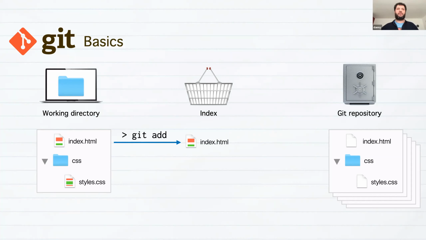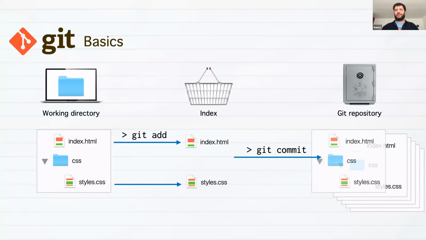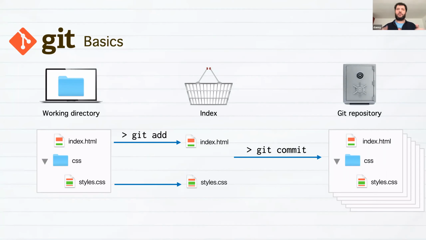And then you could do the same thing with a change to styles.css. And then when you're happy with all your changes, you would use the command git commit to add a new snapshot into the Git repository. And you would keep doing this as your project evolves.